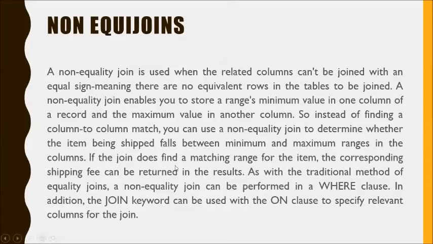If the join does find a matching range for the item, the corresponding shipping fee can be returned in the results. As with the traditional method of equality joins, a non-equality join can be performed in a WHERE clause. In addition, the JOIN keyword can be used with the ON clause to specify relevant columns for the join.